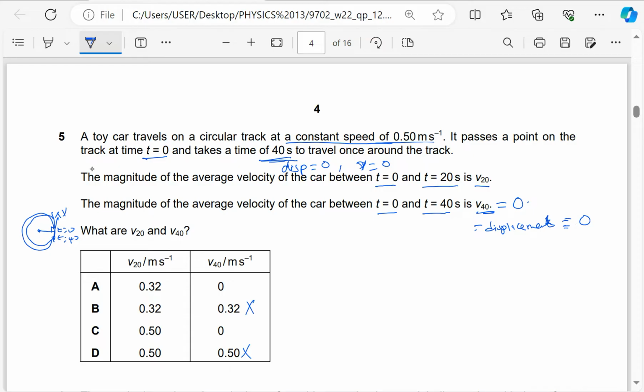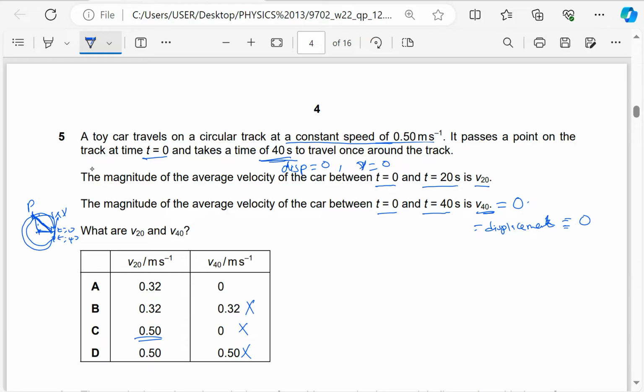Now, of course, without even calculation, I will know that C is going to be wrong. Why is C going to be wrong? Because when the direction changes, at 20 seconds we are somewhere away from where we started. Assume at 20 seconds we are at this point P here. The displacement is going to be this distance here, which could be found from Pythagoras theorem.